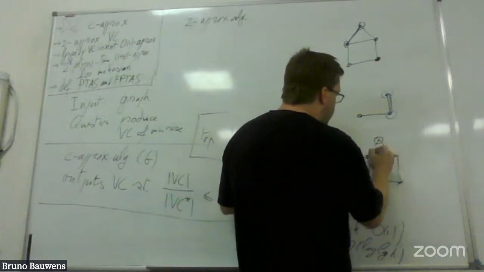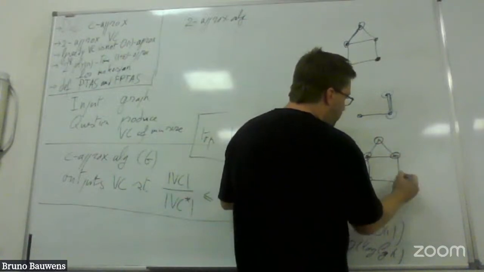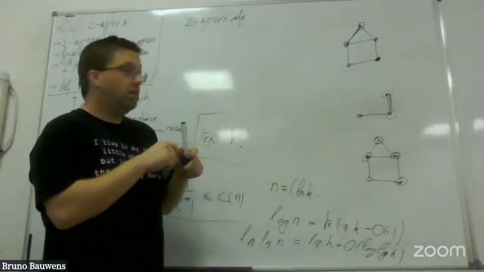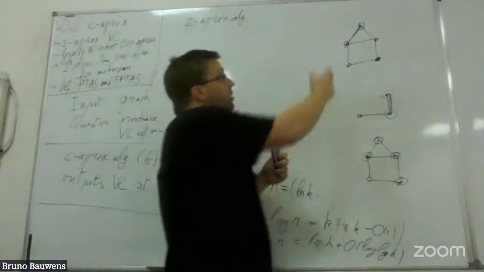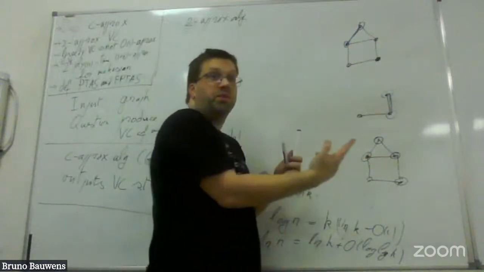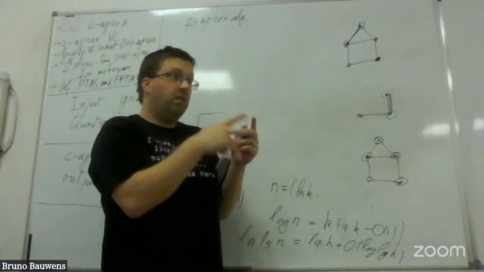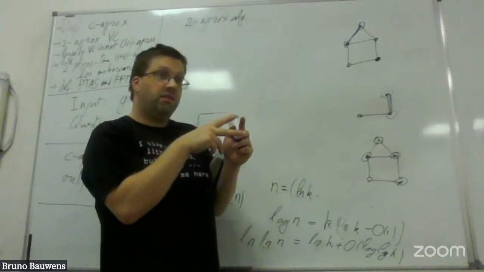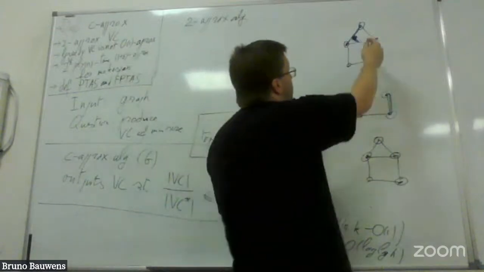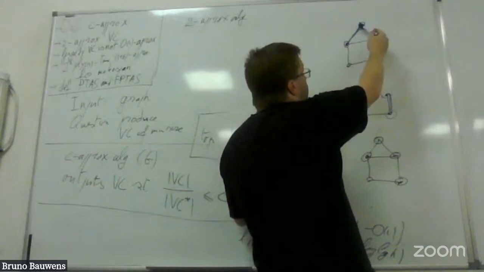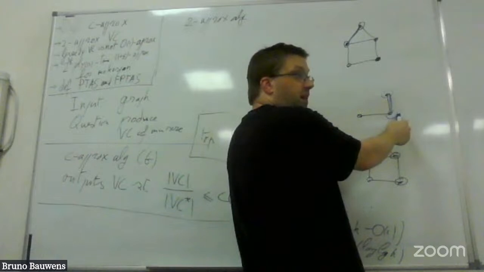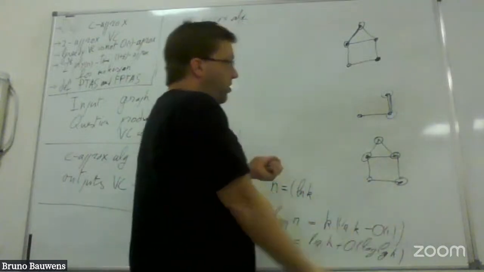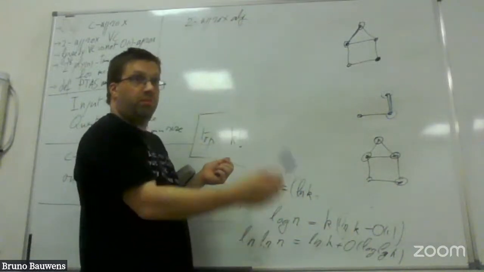So this, and this node. And we know that every vertex cover of this graph has at least two nodes because we found a matching with two edges. And so we know that of these nodes in every vertex cover, at least one of them must be in the cover. So we added four nodes to the cover, but the lower bound is two.